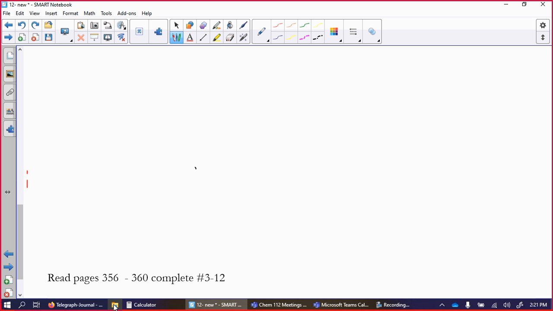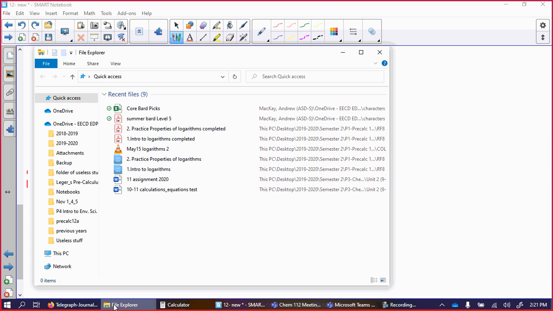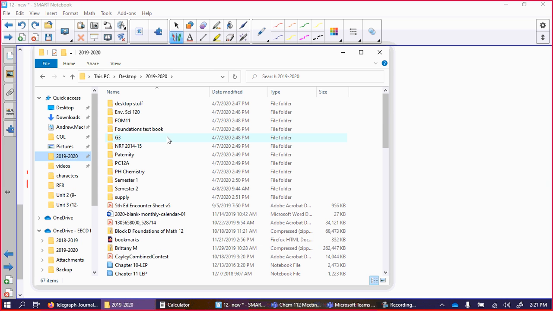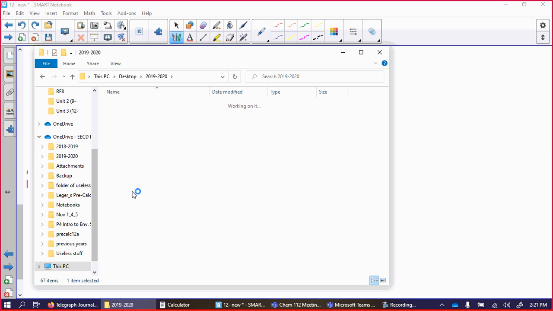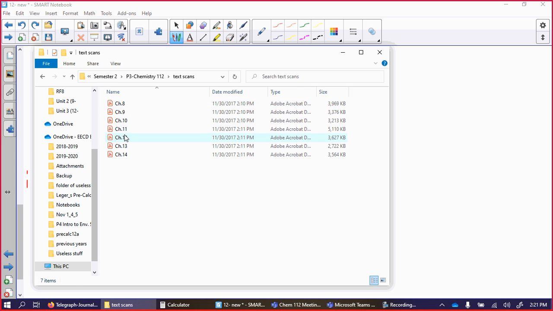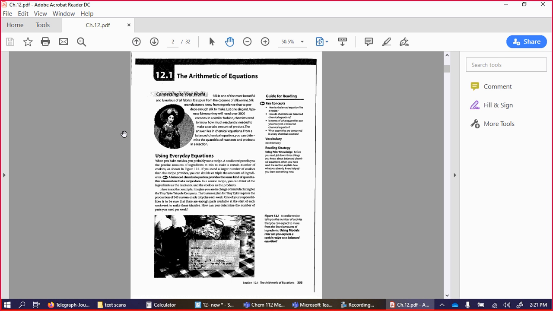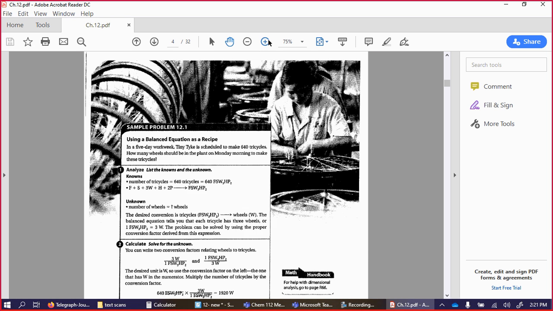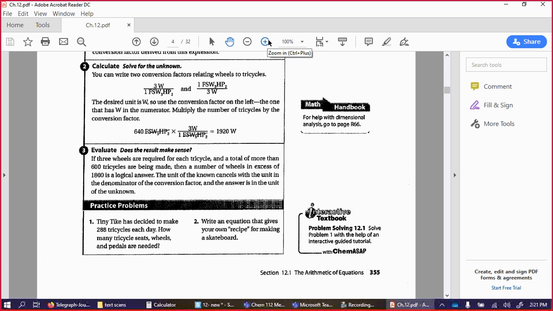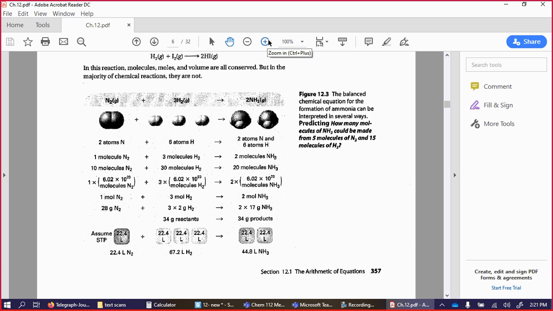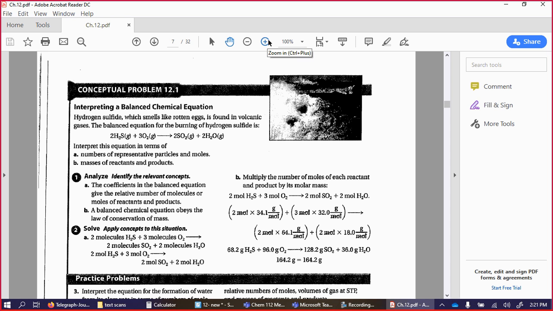Now, what are the odds? I can find and see what some of those questions look like. Textbook scans. We're on chapter 12. Obviously, that's just conversions. That's basically the same example that we've done.